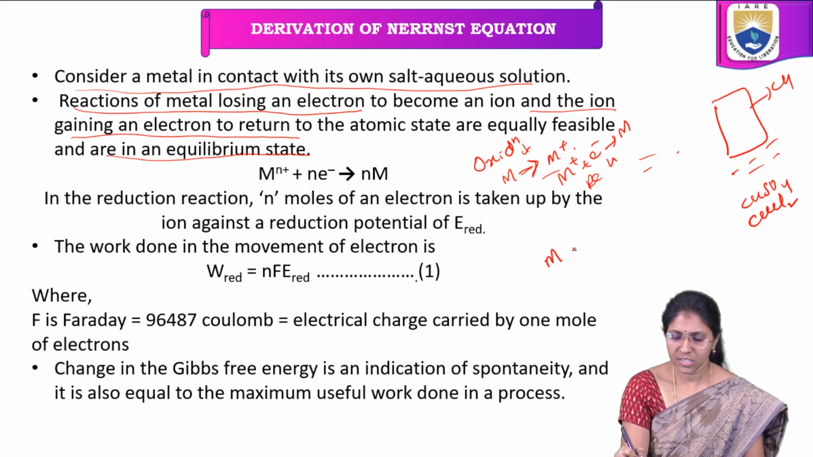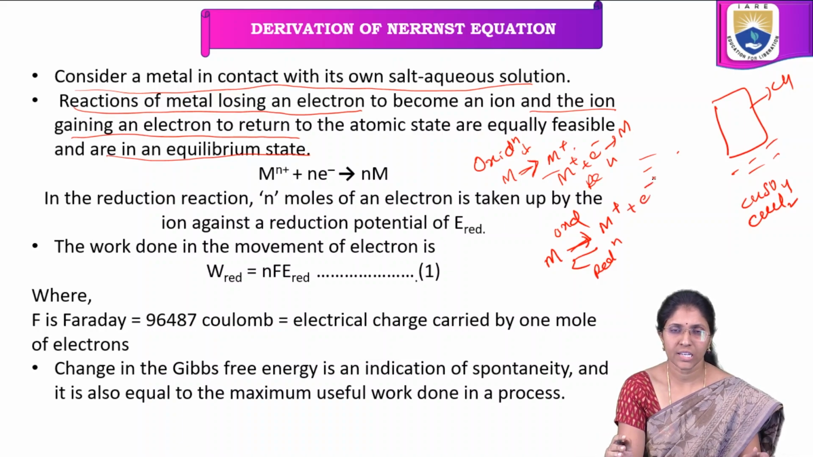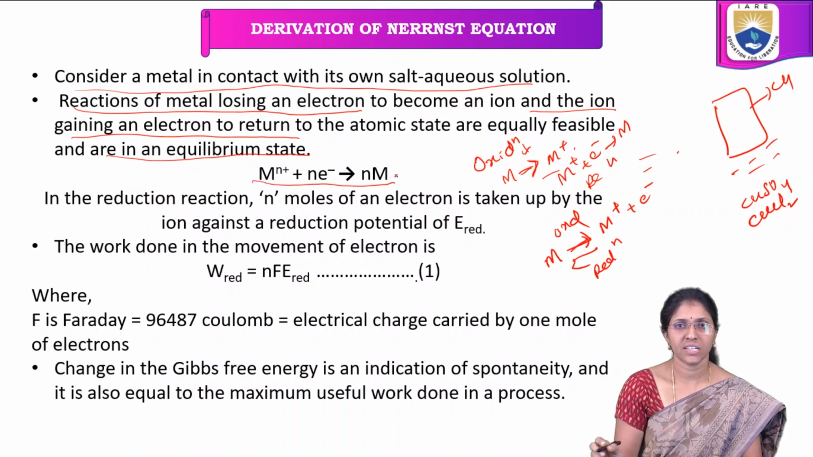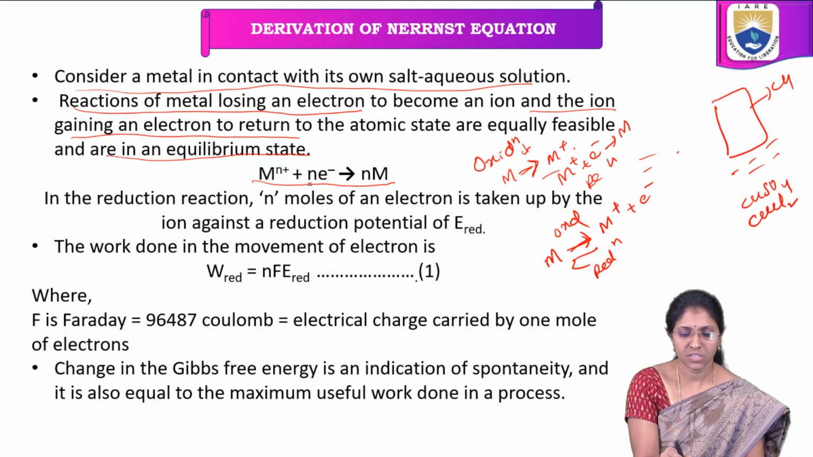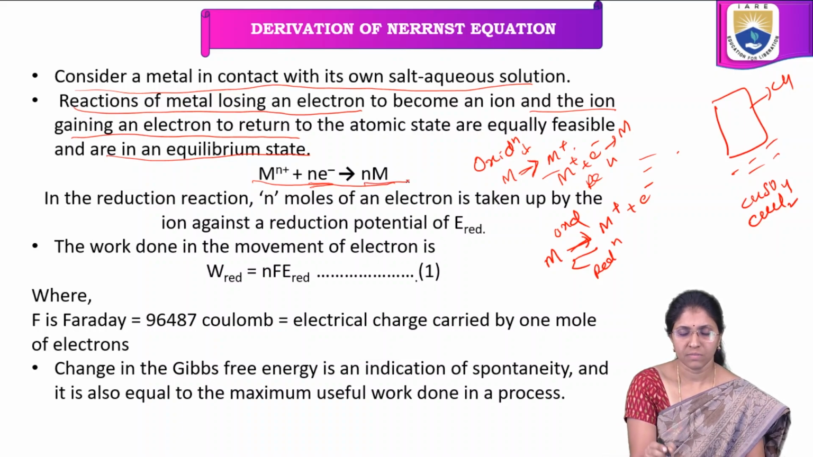Means metal is converted into metal ion and metal ion is converted into metal: oxidation and reduction. So here we are taking the reduction reaction. For the derivation of the Nernst equation, we take the reduction reaction of the metal ion, which takes n moles of electrons to form metal.